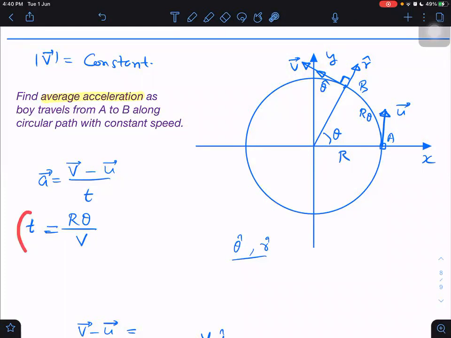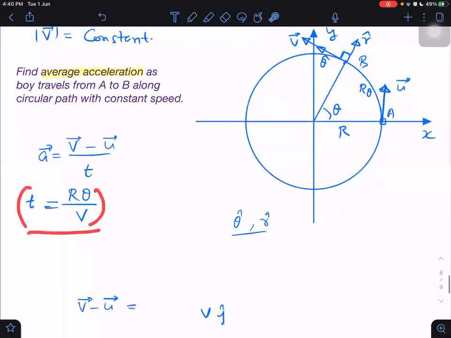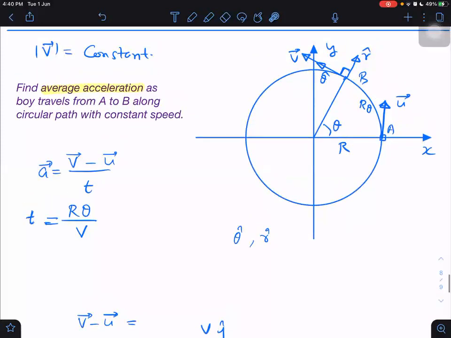So time taken is distance divided by speed. Also, we have two special unit vectors here. One is theta cap, one is r cap. R cap is in the radial direction, and theta cap is perpendicular to the radial direction.